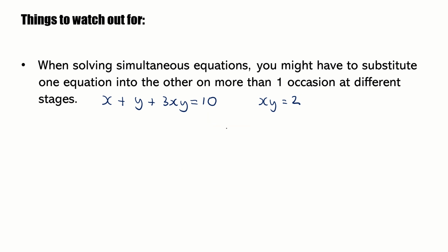However, just so I can demonstrate the idea of multiple substitutions, I'm talking about the fact that we notice in this first equation we've got 3xy, and then because the other one is just xy = 2, therefore instantly with barely any thought you should be able to look at that and realise that the left-hand equation would just be x + y + 3 lots of 2, which is 6, = 10, which then simplifies to, of course, x + y = 4.